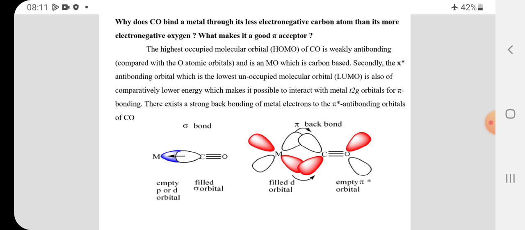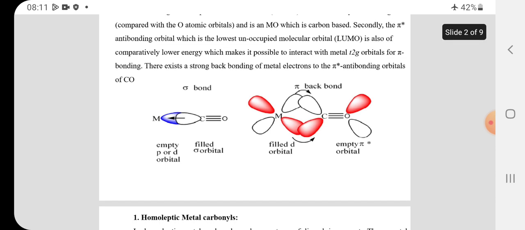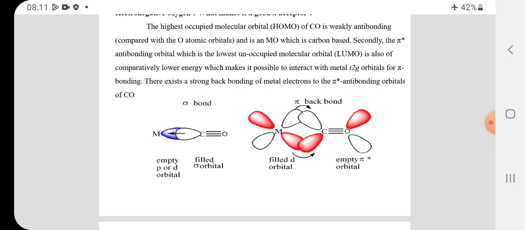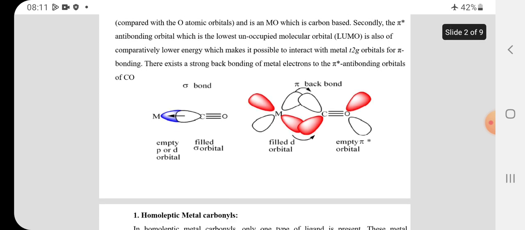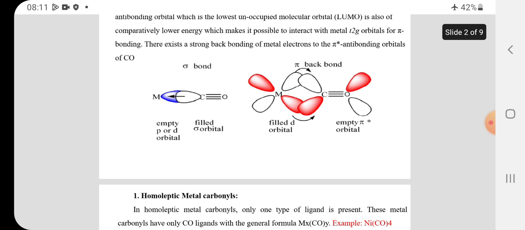The highest occupied molecular orbital, called HOMO, of carbonyl is weakly antibonding compared with the oxygen atomic orbital and is a molecular orbital which is carbon based. Secondly, the pi star antibonding orbital, which is the lowest unoccupied molecular orbital, called LUMO, is also comparatively lower in energy, which makes it possible to interact with the metal t2g orbital of pi bonding. There exists a strong back bonding of metal electrons to the pi star antibonding orbital of carbon monoxide.